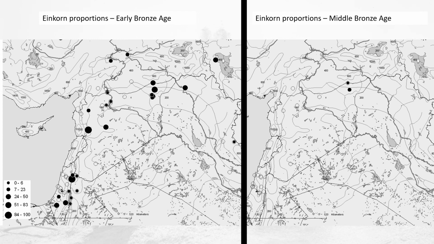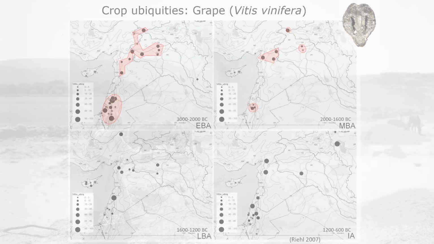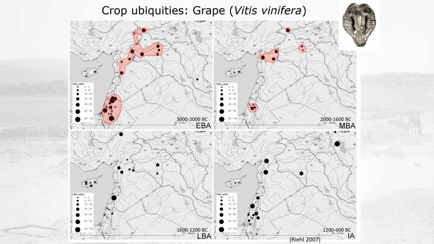The example shows the proportions of einkorn wheat in early Bronze Age sites on the left and the same crop during the Middle Bronze Age on the right. The empty circles indicate sites where the species was not found. We can do such a comparison by looking at proportions, but as we learned in one of the first lectures, we can also do this by considering ubiquities, as you can see with the example for grape.